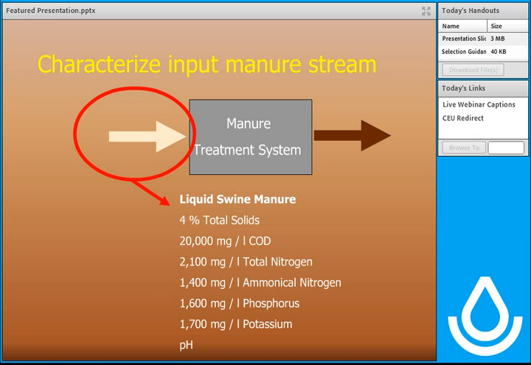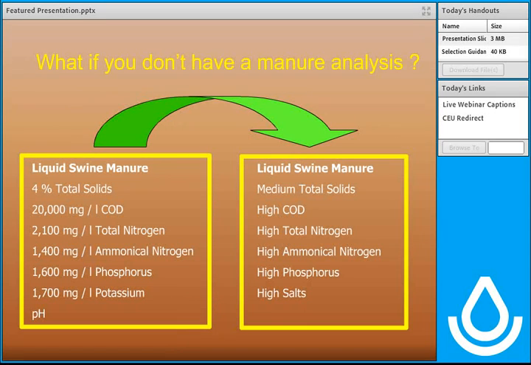Here we have an example of the manure characteristics prior to entering the manure management system for a swine operation. As we look at these numbers, we've got a 4% total solids. Then we also have these other values in milligrams per liter for our COD, total nitrogen, ammoniacal nitrogen, phosphorus, and potassium. So we have numbers to deal with in this particular case. Now, what may happen, though, is that if it's a new operation or they're making adjustments to their system, changing their operation, you may not always have the analysis for the system.